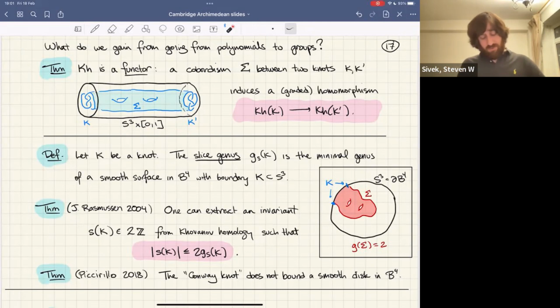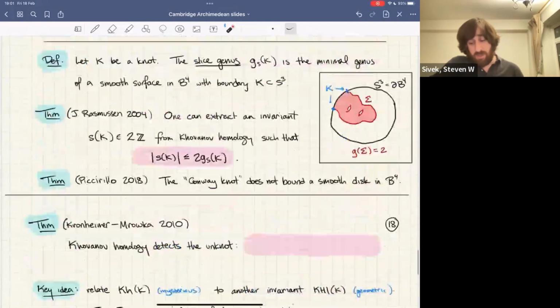And there was a famous result proved about 4 years ago by Lisa Piccirillo that a knot called the Conway knot doesn't bound a smooth disk in the 4-ball. In other words, its slice genus is positive, it isn't zero. And she proved that using a lot of really clever ideas together with this S invariant, and showing that it was non-zero for something meant that that something couldn't be slice genus 0.